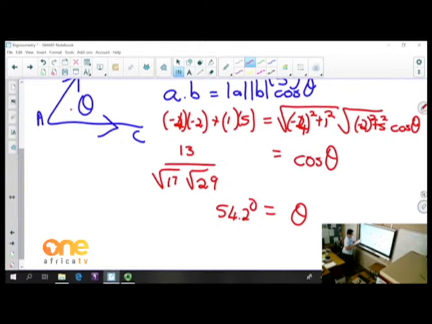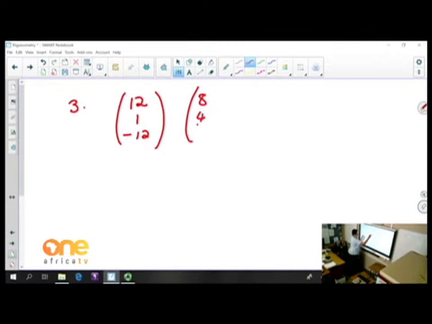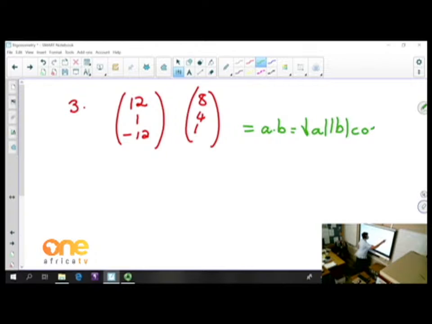54.2 degrees. Now when we go to question 3, we're going to look at 3 dimensions, but it works exactly the same. The first one here is 12, 1, negative 12, and the second one is 8, 4, 1. So the formula is still going to be A dot B is equal to magnitude A, magnitude B, cosine theta. All the time that is the formula that we are using here.